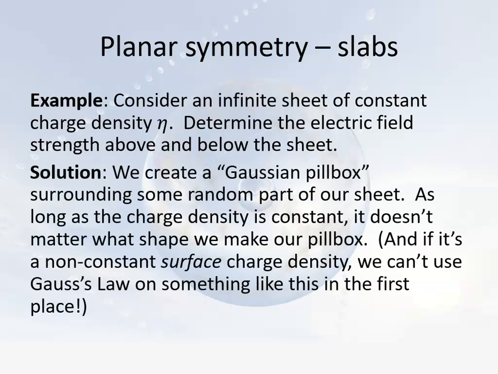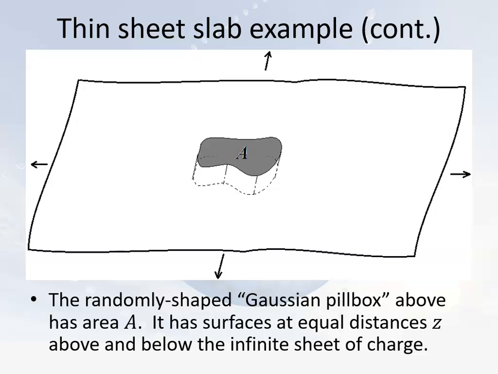What we're going to do is create a Gaussian pillbox. A lot of people like to use circles as their edges, or at least as the tops and bottoms of their imaginary Gaussian surfaces in these examples. I'm intentionally going to make this a weirdly shaped pillbox to drive home the point that it really does not matter what shape you use when you're dealing with planar symmetry, for reasons that will soon become apparent.